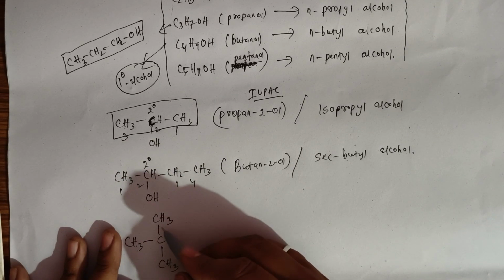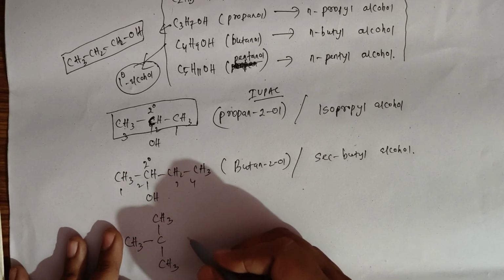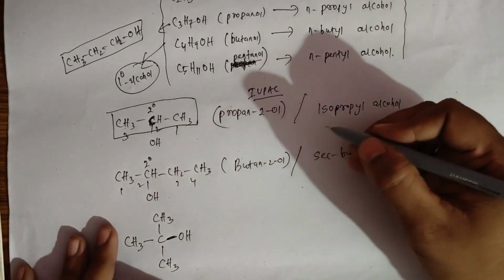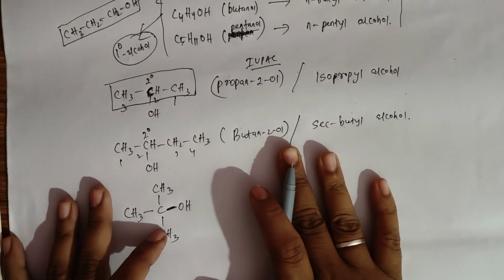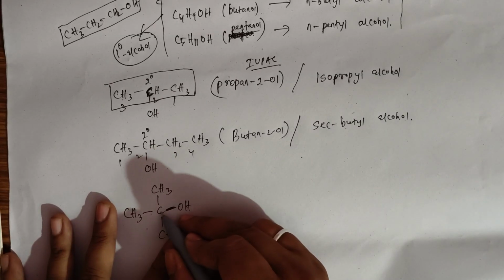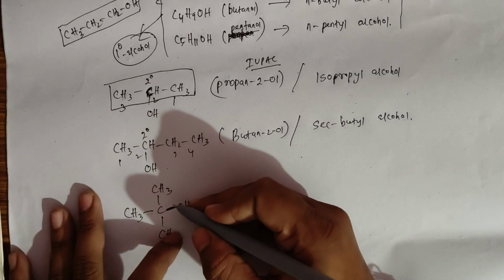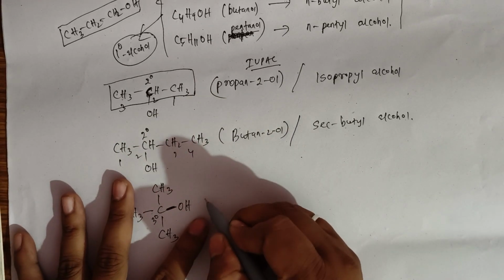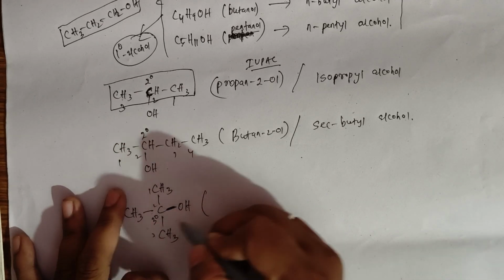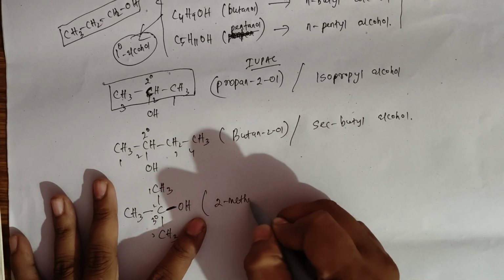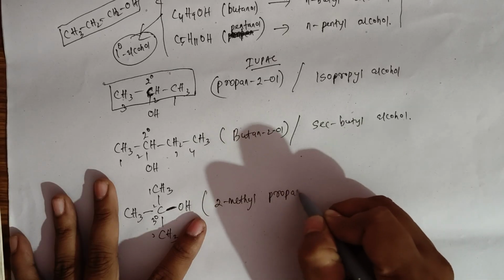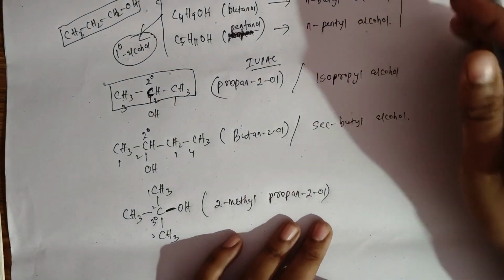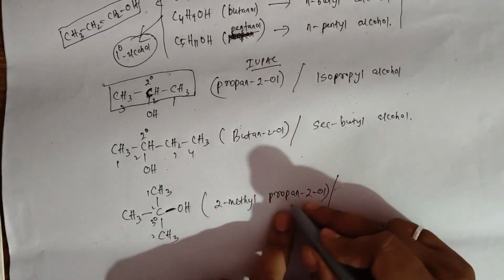If the functional group OH is attached to one carbon atom, and three alkyl groups are attached to it, then this is a tertiary carbon atom. What is it called? 1, 2, 3, 2-methylpropan-2-ol. This compound is named 2-methylpropan-2-ol. Also, this is the IUPAC name.